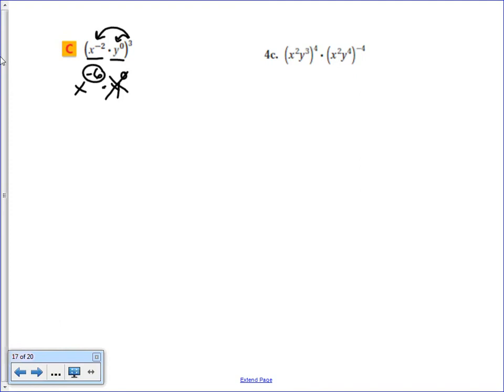In this one, we have x to a negative power. So I need to move that to the bottom. So that's going to become 1 over x to the 6th.